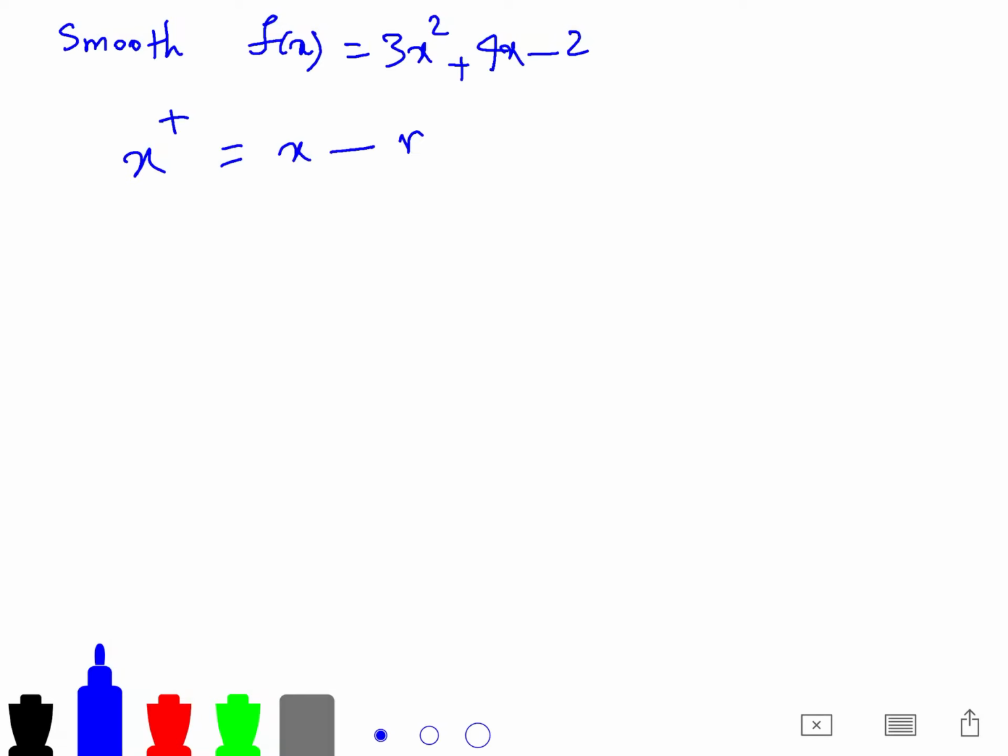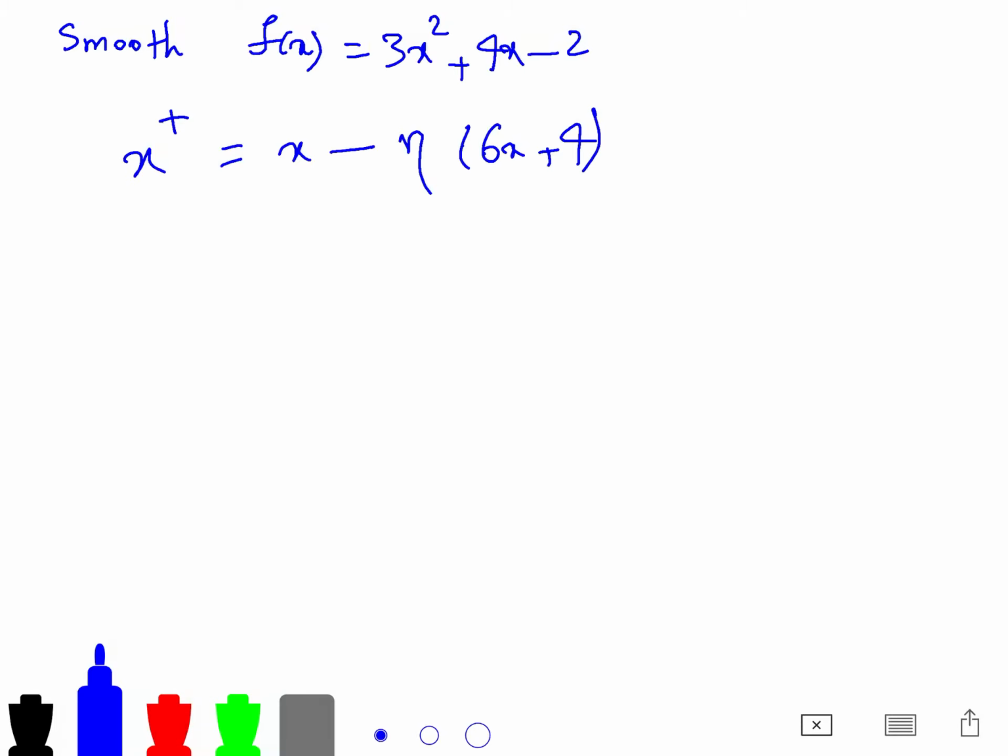I give you a smooth example and a non-smooth example. For the smooth example, the smooth function that I use, for example, is f of x equal to this one. So you use gradient descent: x plus is equal to x minus eta gradient of f, which is 6x plus 4, and this is your gradient step.